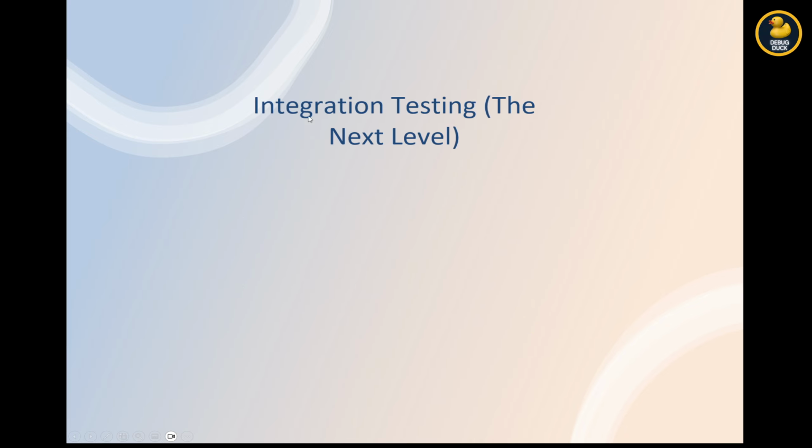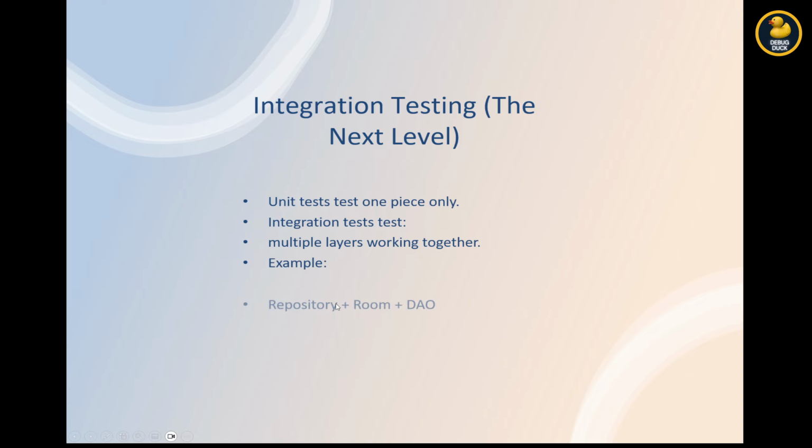The next level after that, integration testing. A unit test tests one piece only. But what does an integration test do? It tests multiple layers working together. For example, repo plus Room plus data access object. Repo plus API plus caching logic. This is where you catch real bugs.